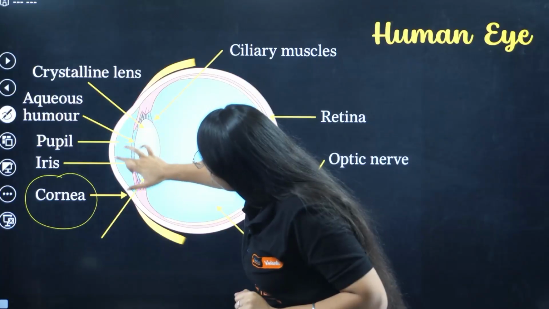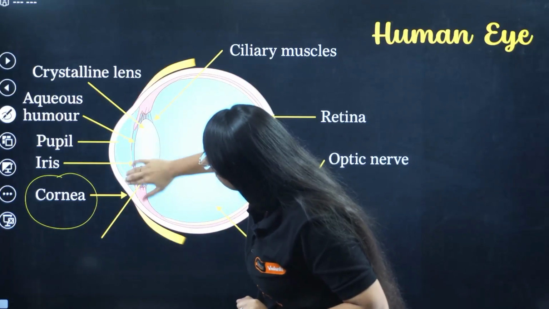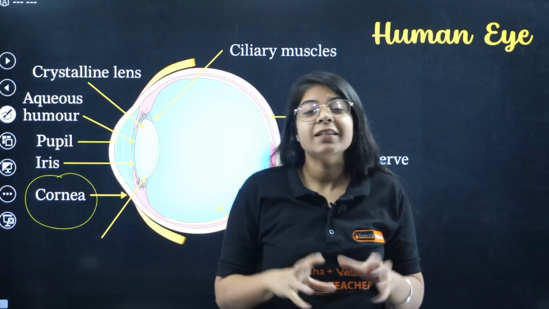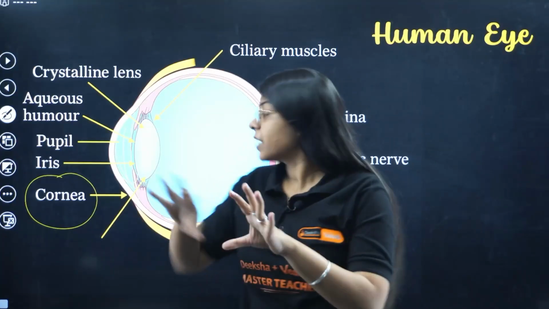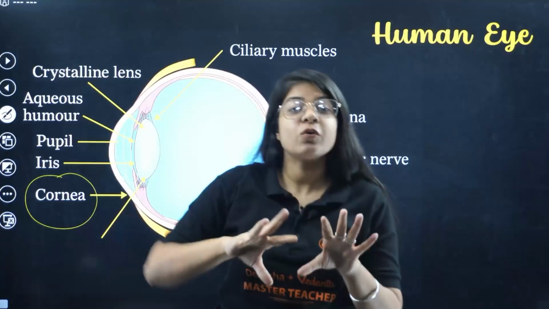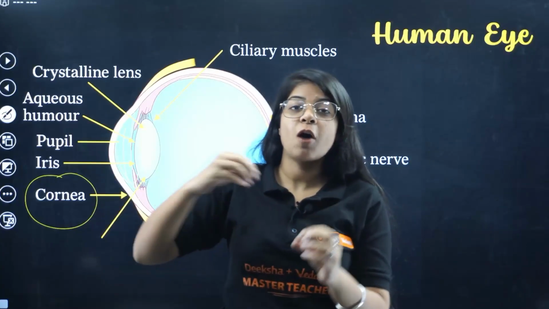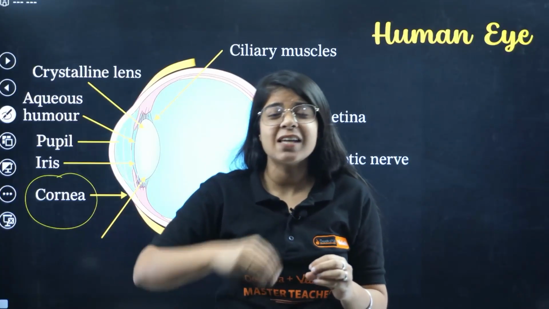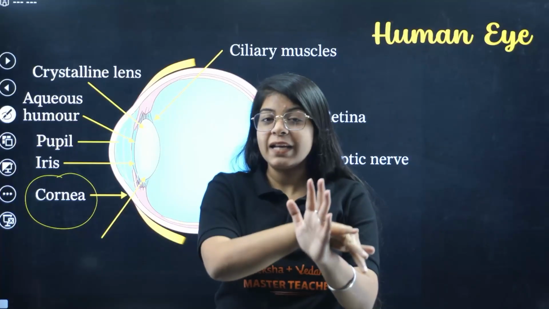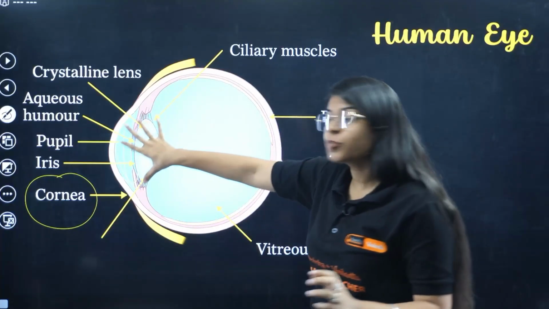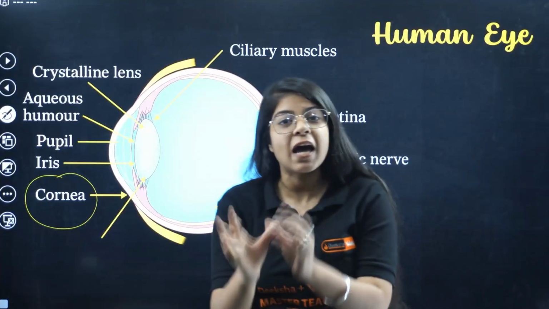Next is this empty space, this whole space. What is this? This is aqueous humor. First of all, it protects. Behind it is our eye lens, so it protects our eye lens. It stops the dust particles, the gas, everything around in the atmosphere, from reaching our eye lens. Also, it is responsible for maintaining the pressure of the eye lens.